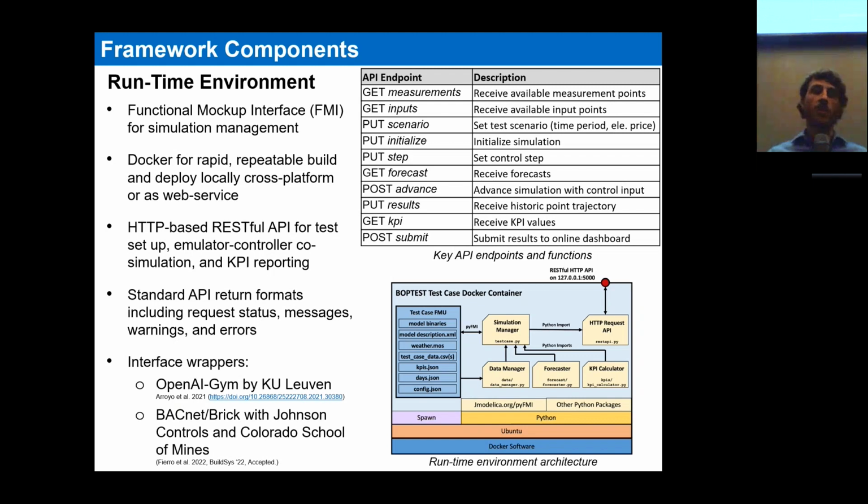We actually provide forecasts through the API. So for controllers like MPC or reinforcement learning or other predictive controllers, you're receiving the same forecasts as everybody else. You can advance the simulation forward with control signals. You can get results of historic point trajectories for all the available measurement and input points. You can receive KPI values, those key performance indicators, and then you can submit those results to an online dashboard that we're developing as well.